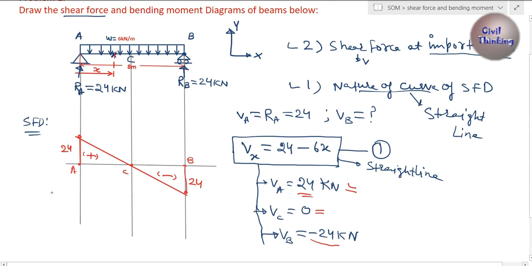Anyways, this is the shear force diagram of our beam. Hope you understand this.